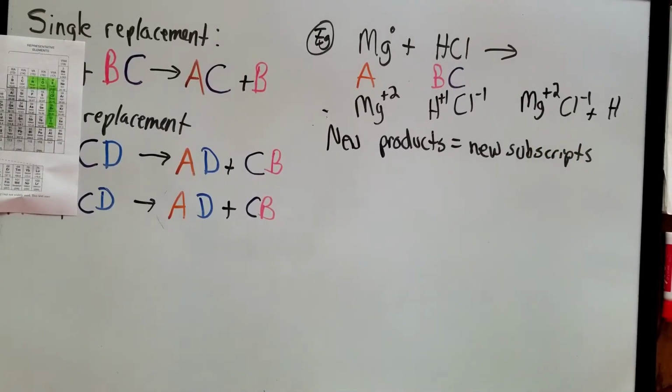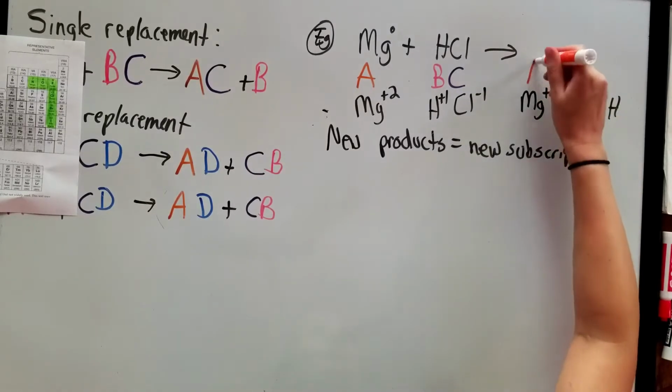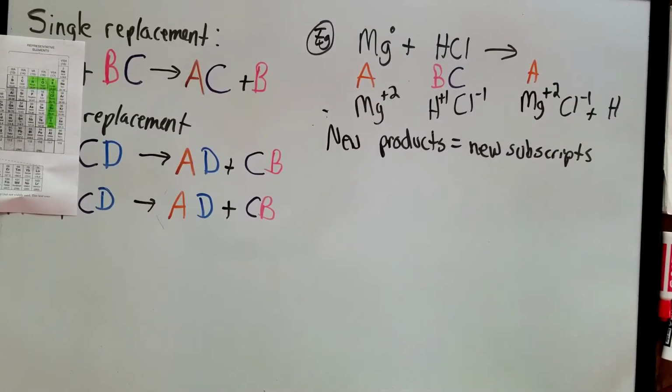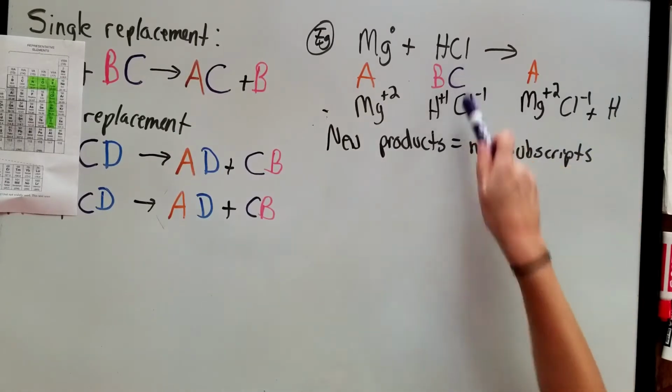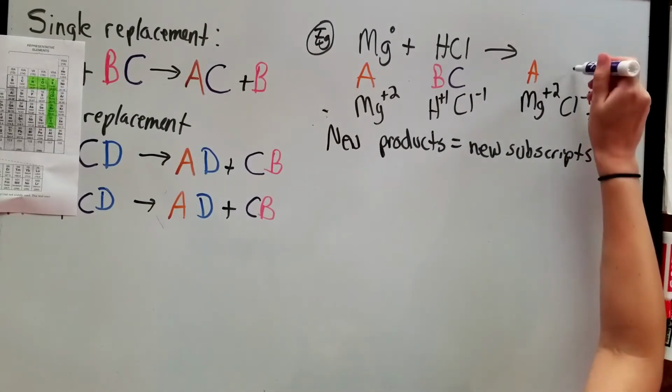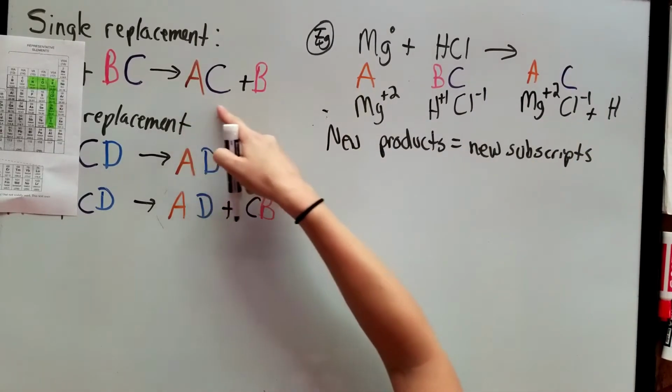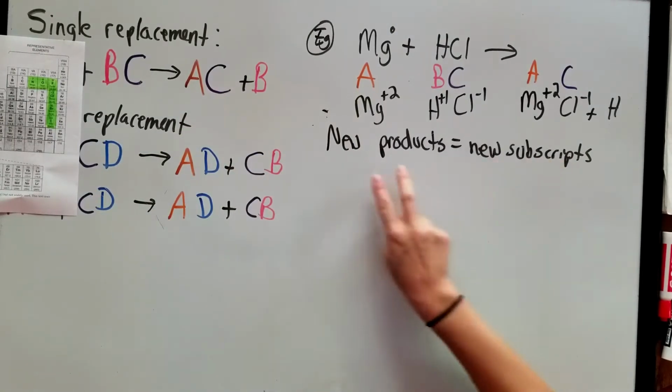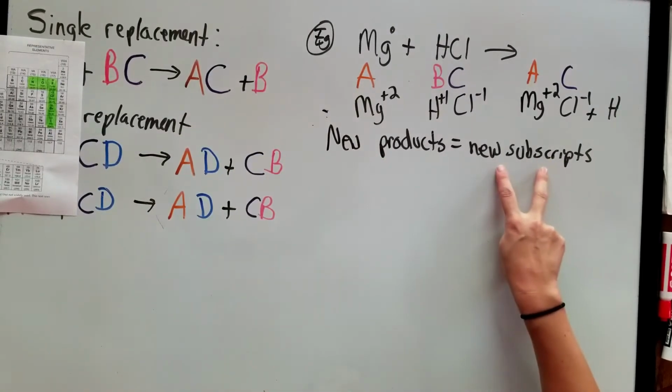So let's start by predicting. So this was my A, right? Magnesium's my A, and then chlorine was my C. So notice I'm still following the pattern. I have A and C together in a compound now. But since it's a new product, we need new subscripts.